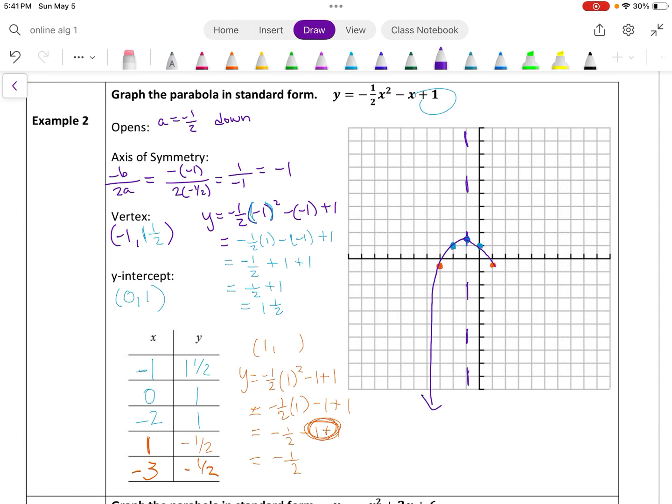Notice that this time we didn't find our x-intercepts, and again, that's okay. This one would have x-intercepts that aren't integers. They'd have decimals as your x-intercepts.